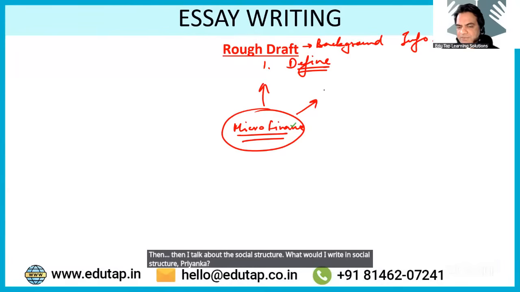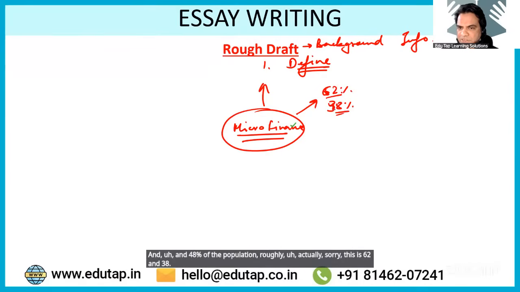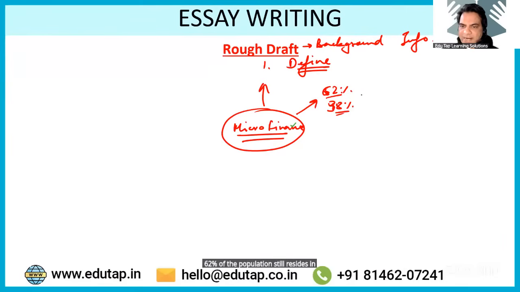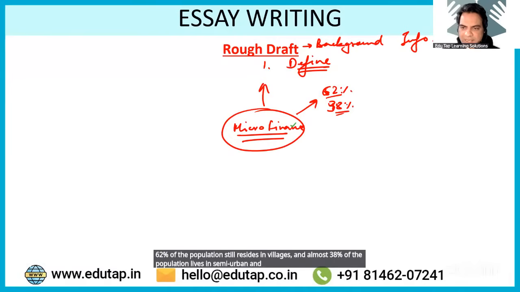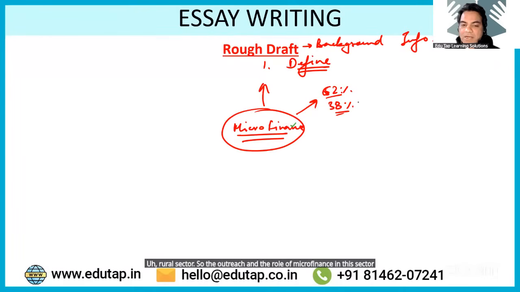62% of the population still resides in villages, and almost 38% of the population lives in semi-urban and urban areas. And a very small percentage of people have access to financial services in the rural sector. So the outreach and the role of microfinance in this sector becomes ultimately crucial at this stage of time.